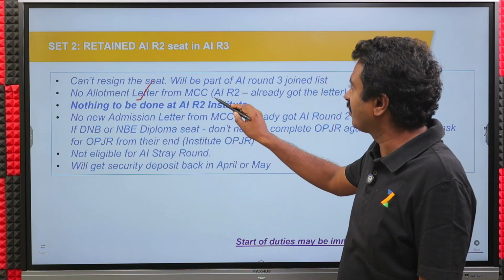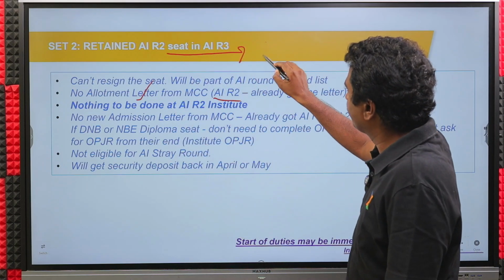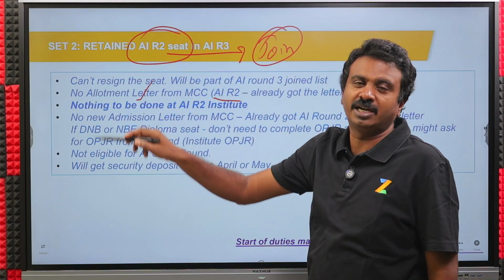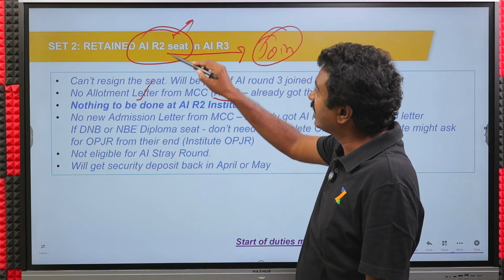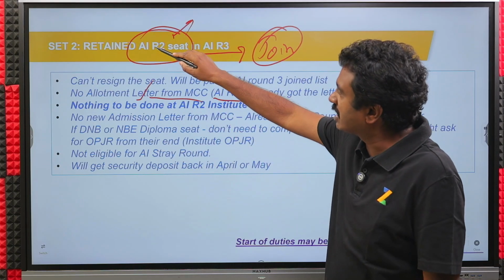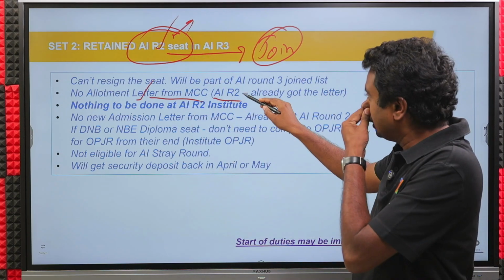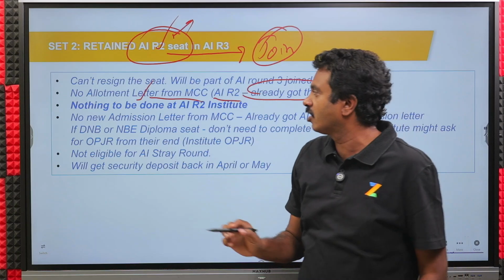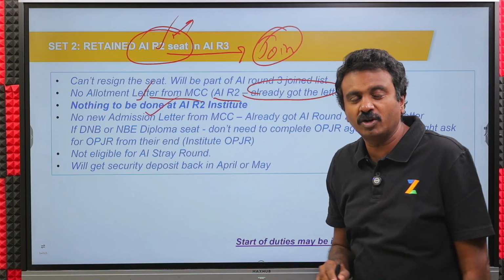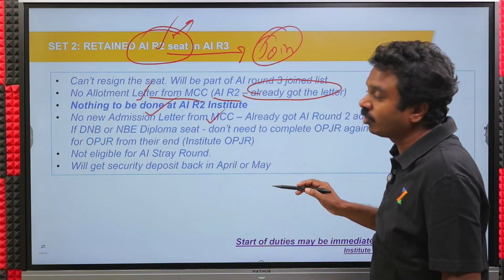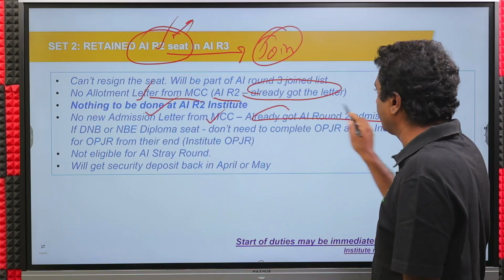No allotment letter from MCC. Now you are going to join. What if I am going to join? I have already joined this seat, admitted. Some might even have started duty, some might be waiting for All India round 3. There is no new allotment letter, because you were already allotted in All India round 2 and already got the letter. Don't search for a provisional allotment letter. Nothing to be done at the All India round 2 institute. No new admission letter from MCC, nothing. You already got your admission letter at the end of All India round 2.